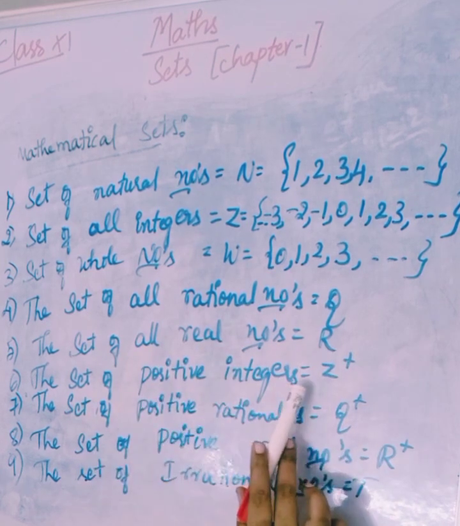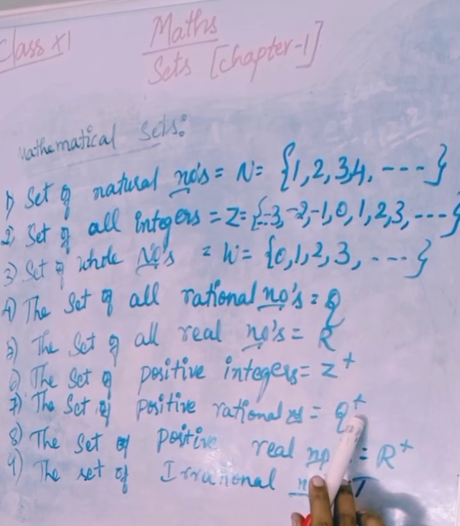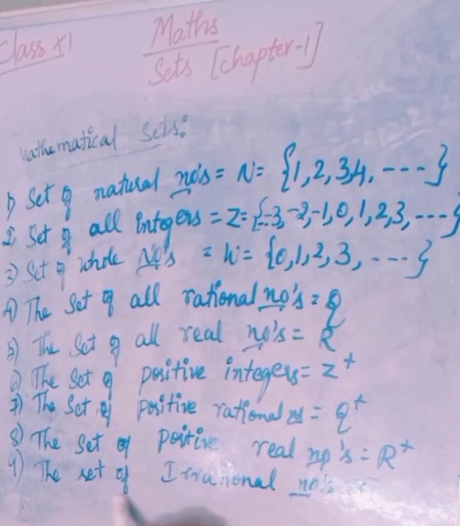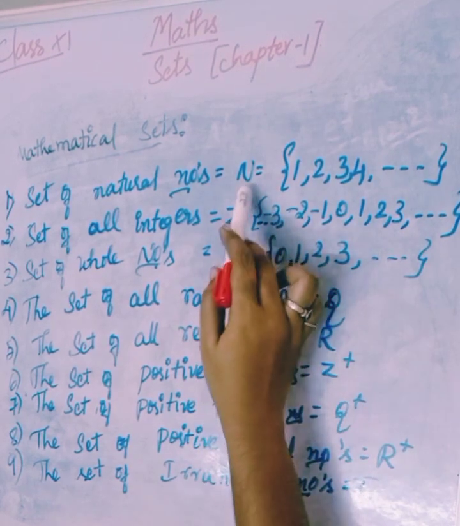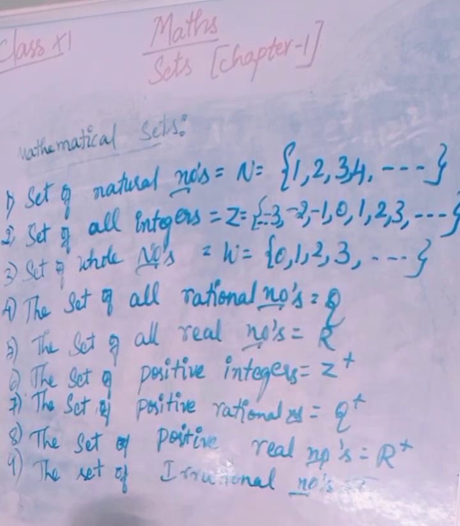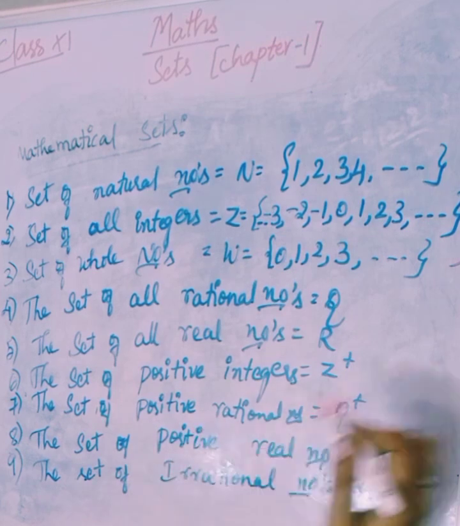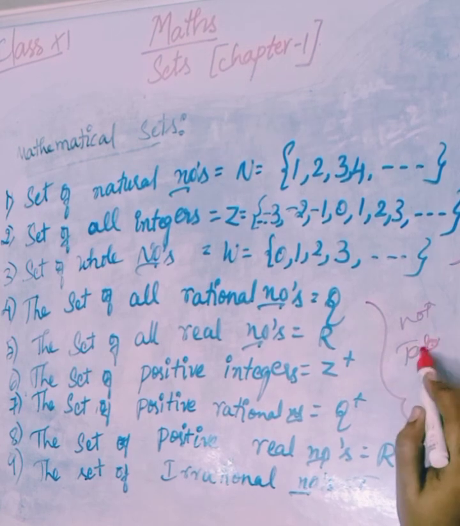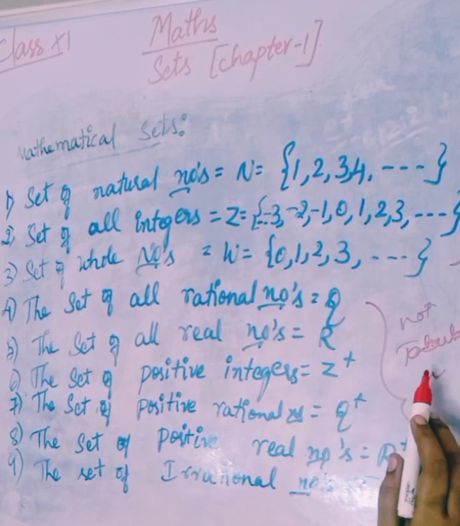The set of all positive integers is Z plus, because positive, and positive rational numbers we say Q plus, and the set of all positive real numbers we represent as R plus, and the set of all irrational numbers we represent as T. N means natural numbers, Z means integers, like that; remember this. For these three, whole numbers, natural numbers, integers, we have tabular forms, but for the others we don't have a tabular form, so we can represent them only in this way.